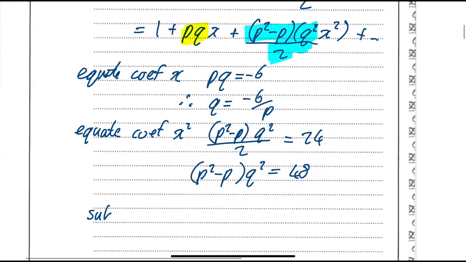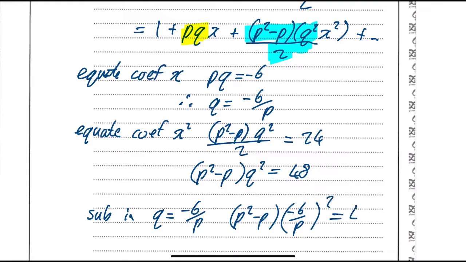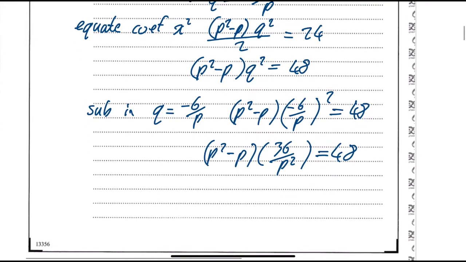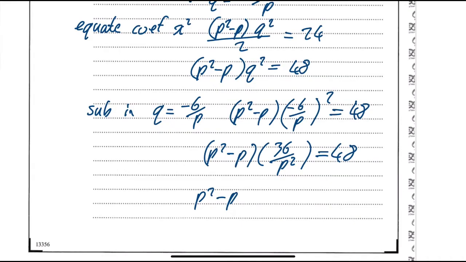And then we're going to sub in the fact that q is equal to minus 6 over p. So it now becomes p squared minus p times minus 6 over p, and that's squared, is equal to 48. Let's write that out again. That's going to be p squared minus p times, and that's going to be 36 over p squared is equal to 48. And I'm going to do two things here in one go. So we have p squared minus p times 36 over p squared is equal to 48.